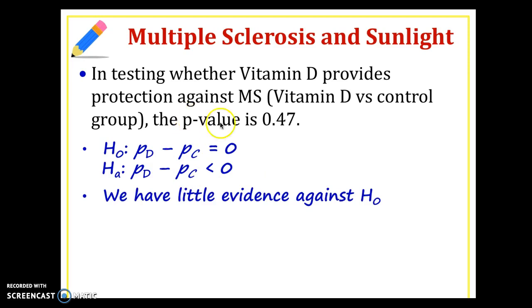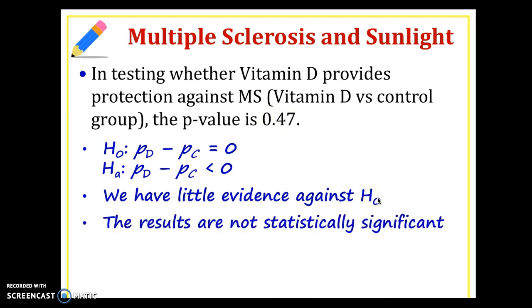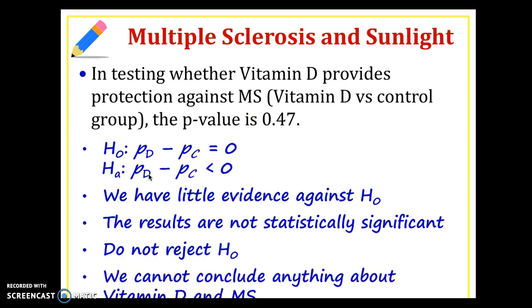All right, this now corresponds with the p-value of 0.47. So that means we have little evidence against the null hypothesis. The results are not statistically significant. This is saying the results they got in this experiment could happen just by pure chance about half the time, meaning the vitamin D might have had no effect. We do not reject the null hypothesis, and we cannot conclude anything about vitamin D and MS. Okay, we can't say that there's no difference, we just can't conclude anything using this hypothesis test.